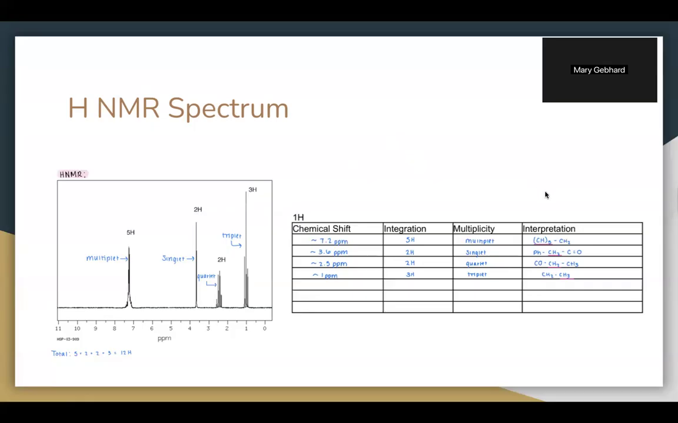So just to go over my interpretation, I had the benzene ring on the end over here, followed by a CH2. Next to that CH2, I have my carbonyl group, or my ketone group, and then followed by that ketone is a CH2 and a terminal CH3 given from my interpretations.